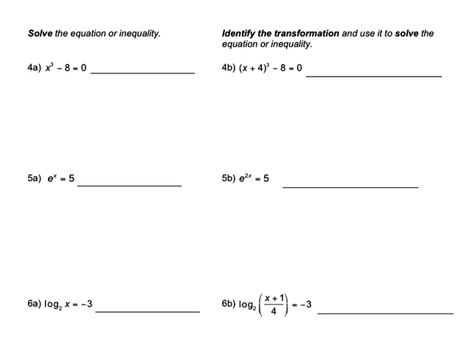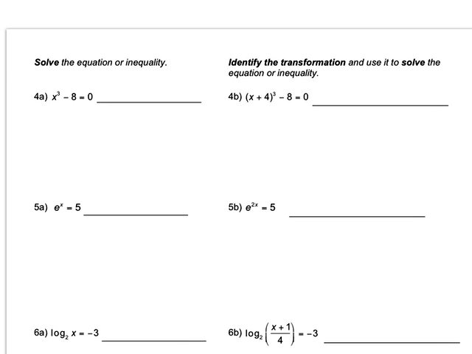Okay, so here is a better idea of what you will need to do on your own. If you look, this page is split into 2 columns, left and right. On the left, it's just a simple equation or inequality that you all should be able to solve. On the right, it's a more complicated version of that same equation or inequality. So we're going to solve this simpler form, identify the transformation that's happening, and then use that transformation to apply to the solutions of the more complicated version of it.